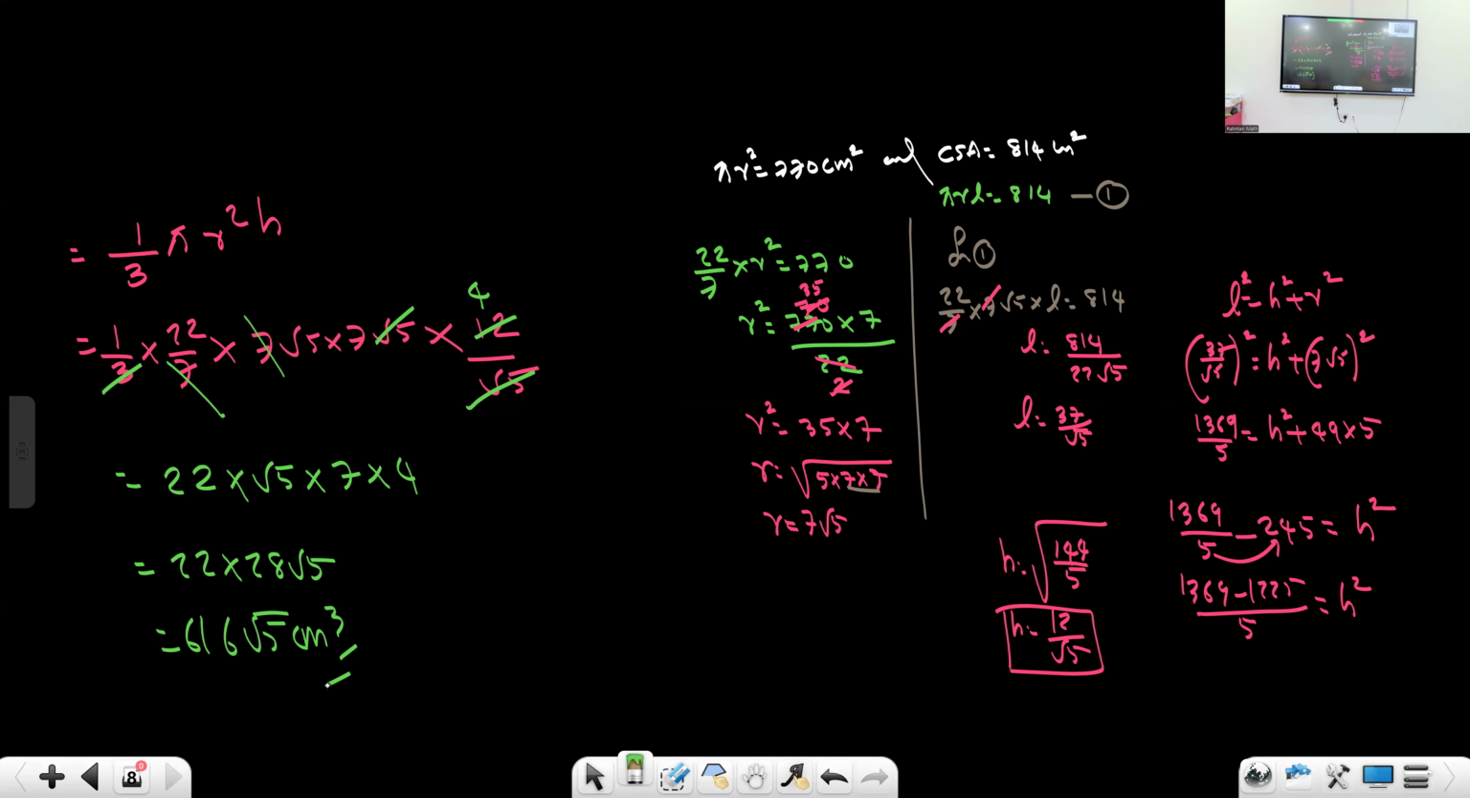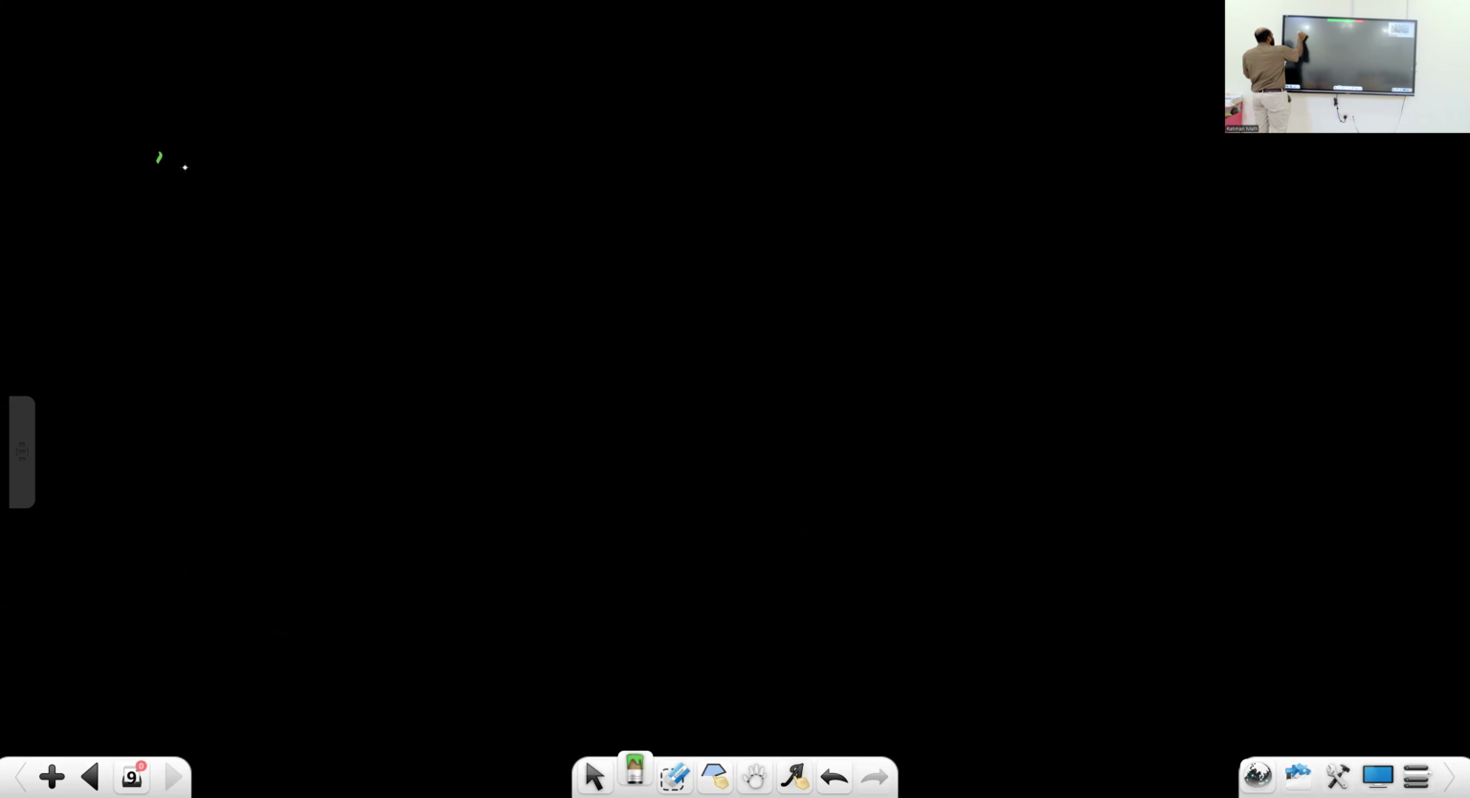After this, 17th one. What is given? Write it. Given their CSA equal to 264 meters square. It is a 9th standard question. CSA equal to 264 meters square. Volume equal to 924 meter cube.